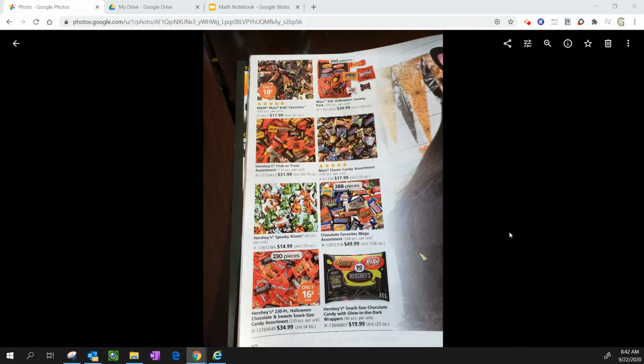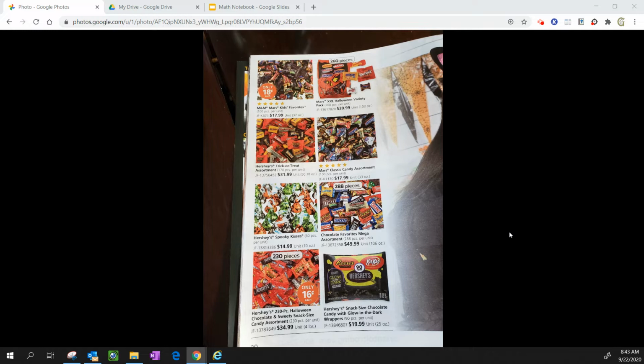All right, so here we're going to move on to talking about, still in the ratio area, but a different concept or a different idea than what we've already talked about with scale. But there's also some similarities to it. So on the screen, you can see that I took a picture of a page in a catalog that came in the mail the other day. And there's a bunch of different kinds of Halloween candy that I could buy.